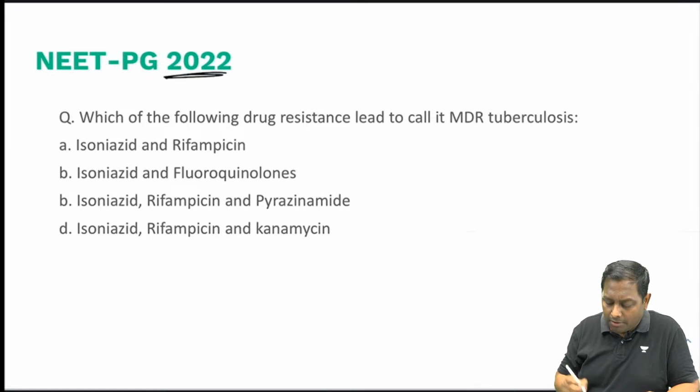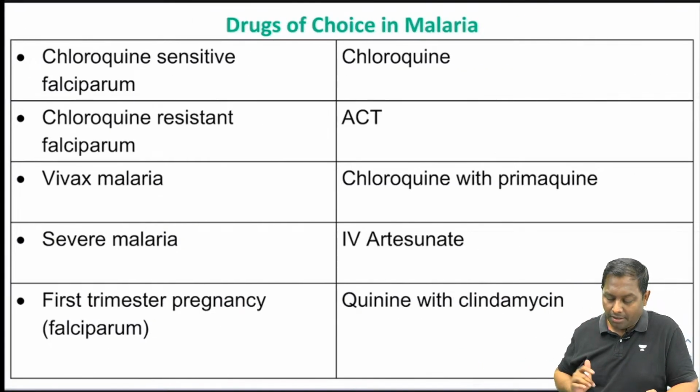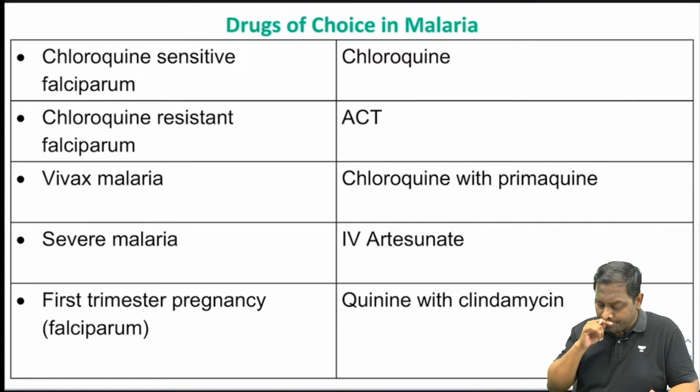NEET PG 2022, as I said, the MDR TB definition has been asked. Isoniazid and rifampicin will be the correct answer for this question. Okay. Now, since the time is running out, I would like to take malaria quickly as well, and then I am having 10 to 12 MCQs for all of you. Just try to solve that at the end of everything, right? I will get you to solve it before I go.